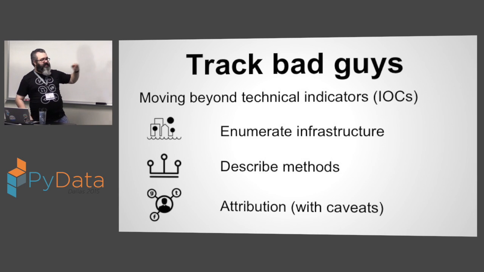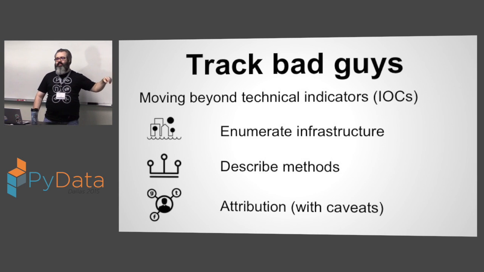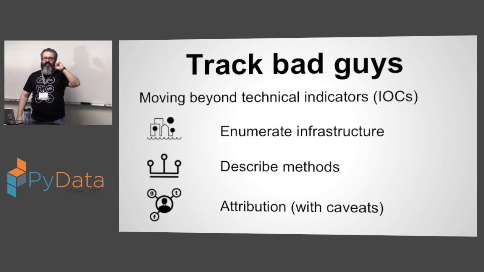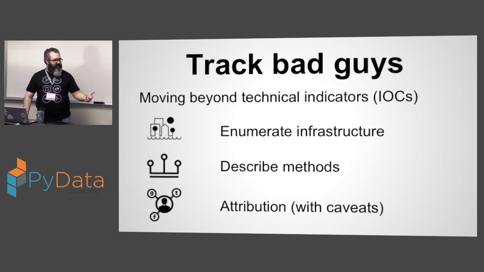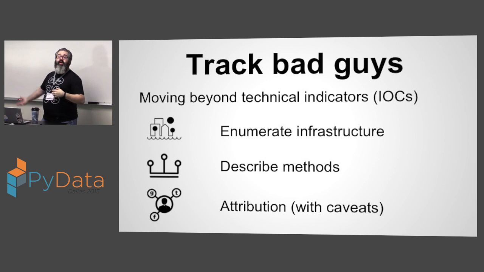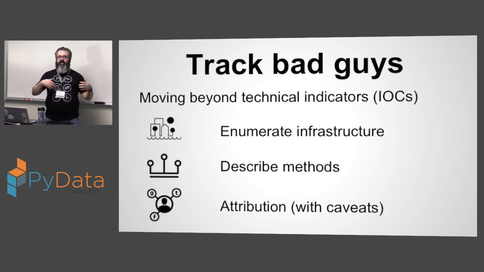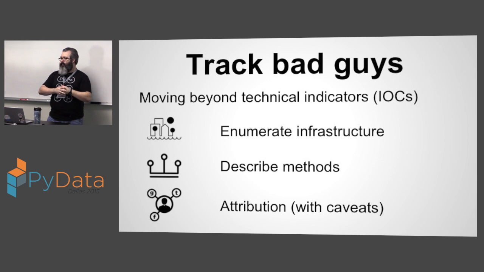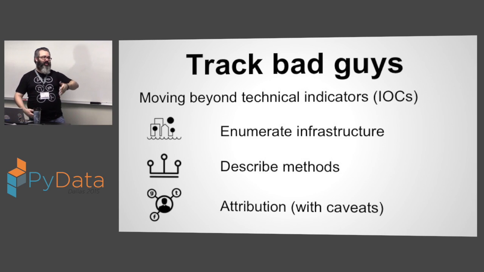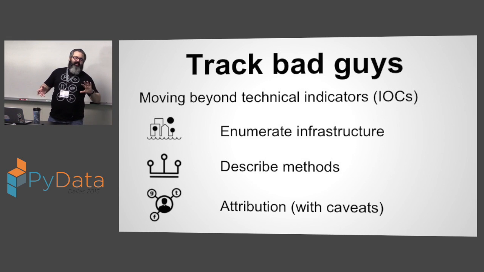So we have what we call TTPs, which are tactics, techniques, and procedures, the idea being it's how they do what they do. It's really easy to flip a bit in your compiled executable, right? It's really easy to register a new IP address. It's a lot harder to change the way that you go about doing your own workflow, whether your workflow is data analysis or online fraud, right? So we enumerate infrastructure, we describe the methods, we do a little bit of attribution.